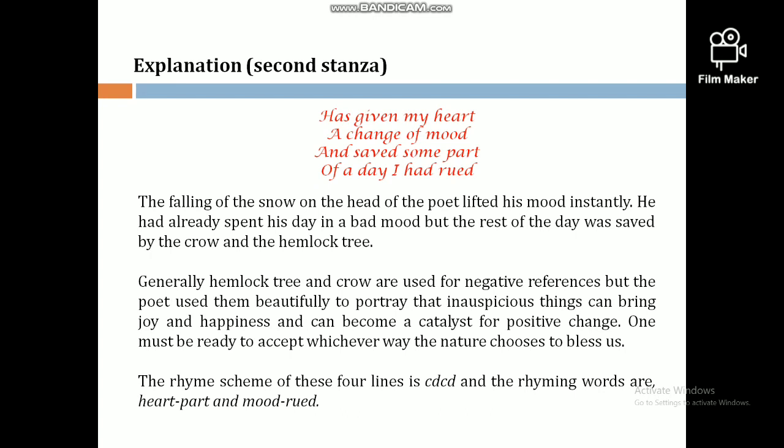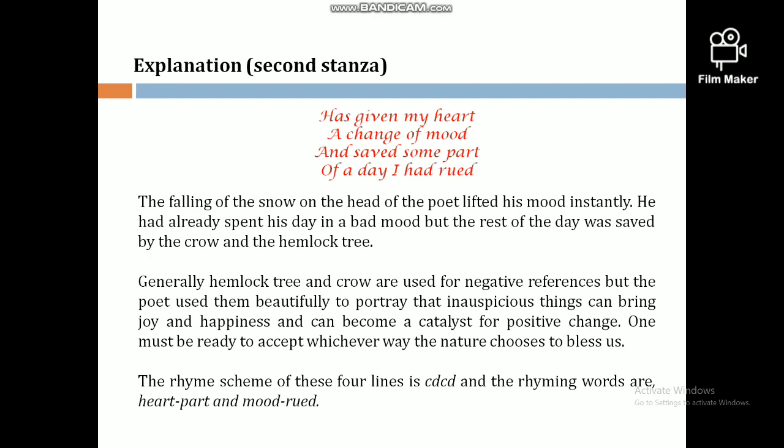Now the explanation of the second stanza: has given my heart a change of mood and saved some part of a day I had rued. The falling of the snow on the head of the poet has lifted his mood instantly. He was in a bad mood, as I said, and suddenly this action of the perching of the crow on the branch of this hemlock tree, which is covered by the dust of snow, and consequent falling of the dust of snow on the poet has lifted his mood. He has already spent his day in a bad mood, but the rest of the day now is saved as a result of this action.